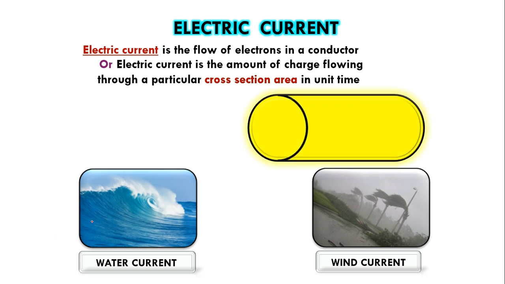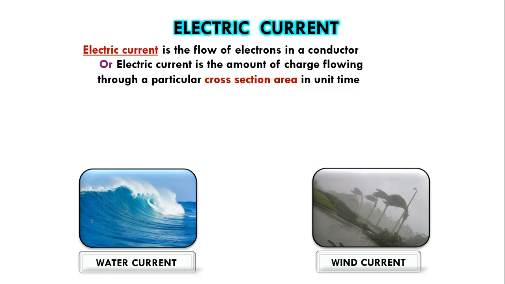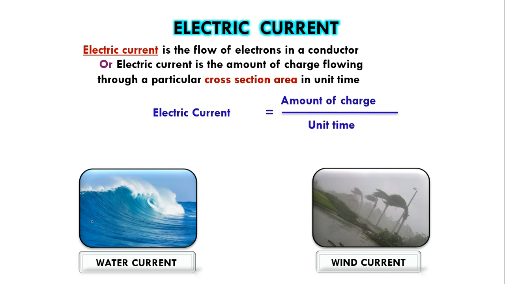This is the cross section area of the conductor, and the amount of charge flowing through it per second is known as the rate of flow of current. Electric current is the amount of charge, the number of coulombs, per unit time. Electric current is denoted by I, charge in coulombs by Q, and time by T. So I is equal to Q upon T is the formula.